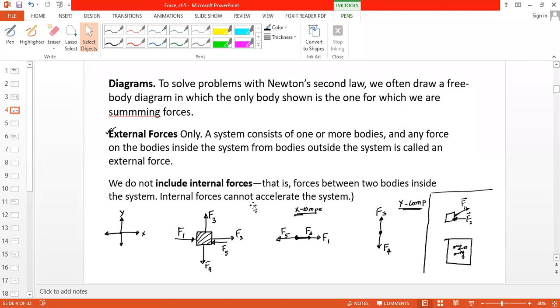So that's it basically about the first and second law. And what we will be doing now, we will be using this kind of free body diagram and Newton's second law to solve some mathematical problems.